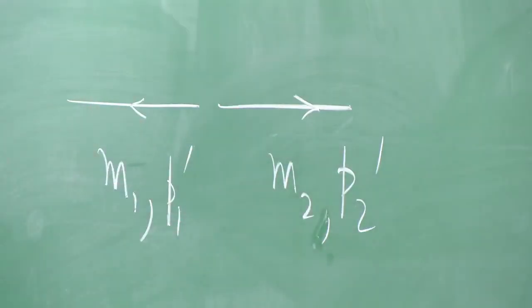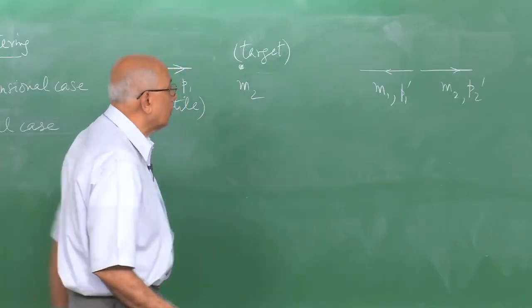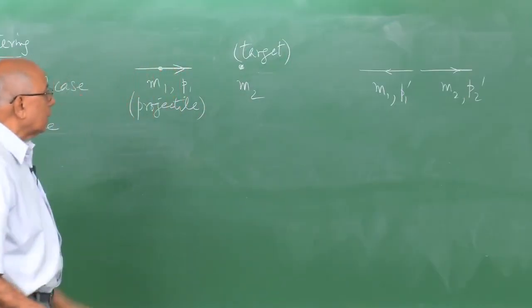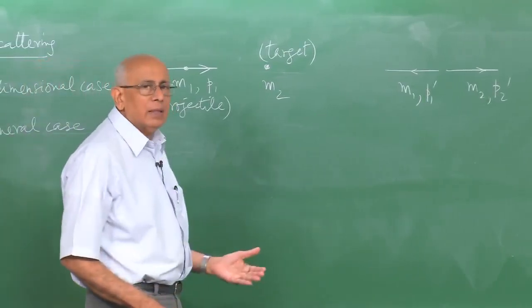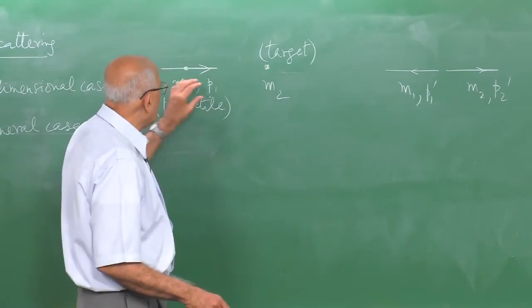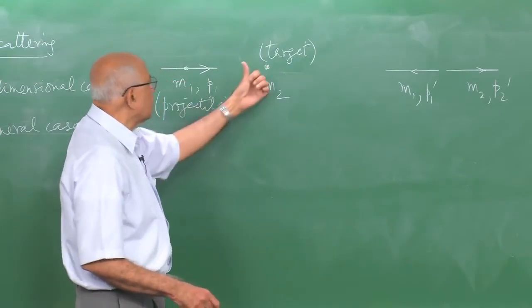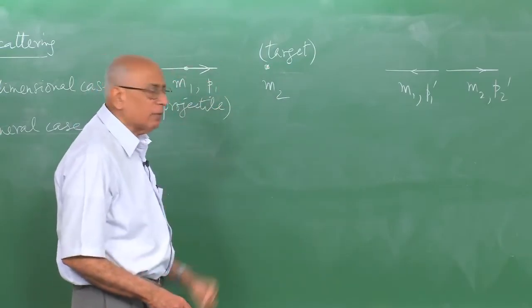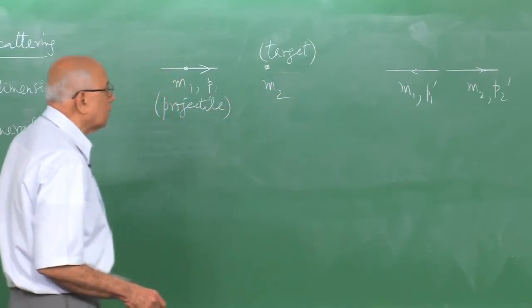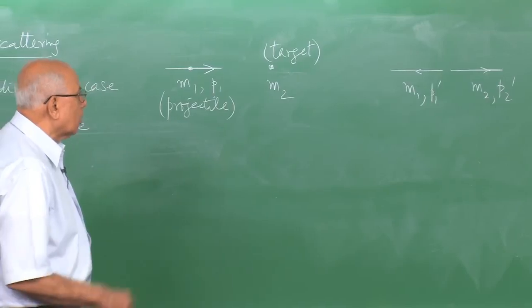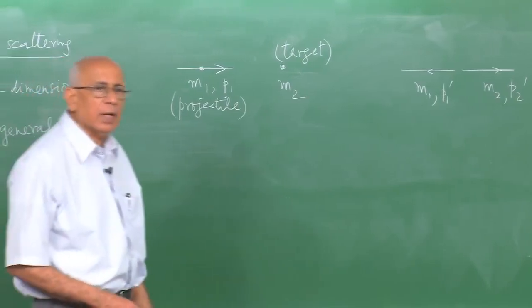It is possible that p1 prime is positive as well. The particle pushes this along and moves with a different momentum in the same line, and that would show up if p1 prime is positive. But it is intuitively clear that if m2 is much heavier than m1, this particle is likely to recoil after hitting it and give a small amount of momentum to the particle m2. So let us quantitatively write this down.